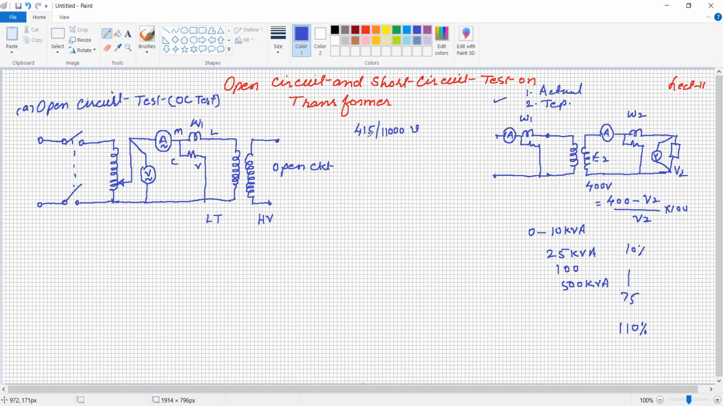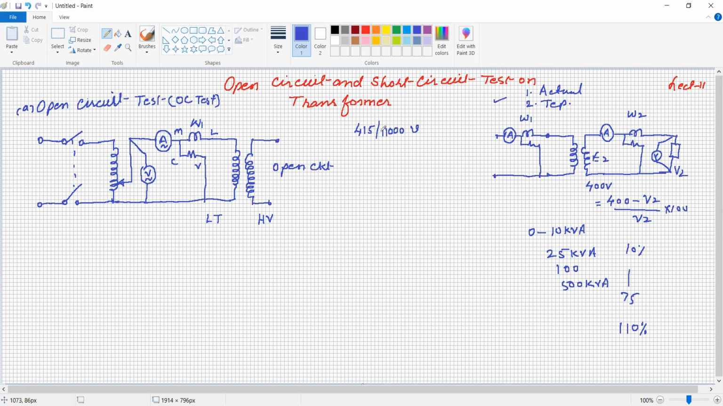Third, under no load condition, the power input to the set is hardly 2 to 5%. With that small power, the current will also be small, hardly 5 to 10%. It can be handled very easily with the help of an ammeter, which may range from 0 to 20 ampere or 0 to 10 ampere, and we can apply the rated voltage. So under the open circuit test, the instruments are connected on the LT side and the high voltage side is kept open.